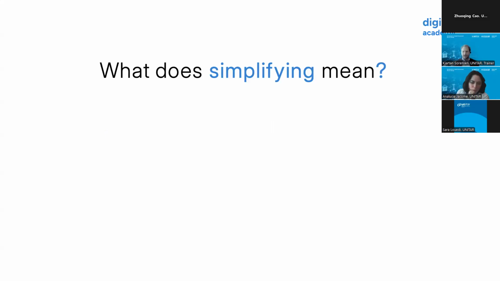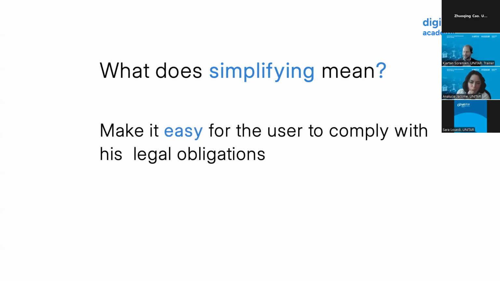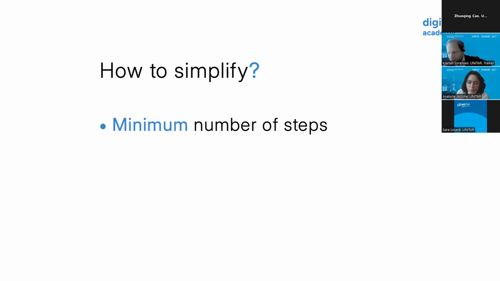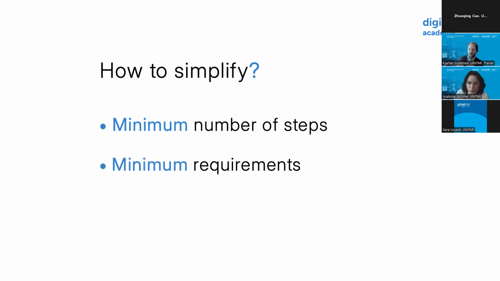So what does simplifying mean here? It means making it easier for the user to comply with their legal obligations. So how do we simplify? Well, we simply reduce the number of steps, if you remember my example just before from Kenya, and we reduce the requirements, meaning the amount of information we as government request from the user, the amount of data in the form, the amount of documentary evidence, and that's about it, right? Reducing the number of steps and reducing the number of requirements.